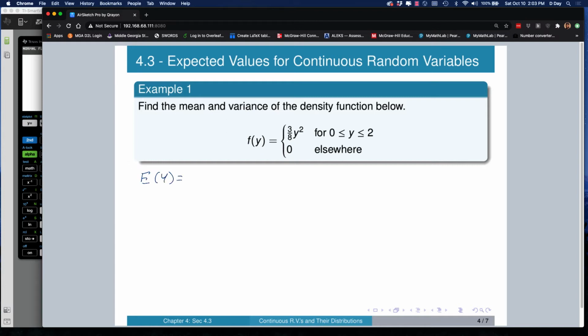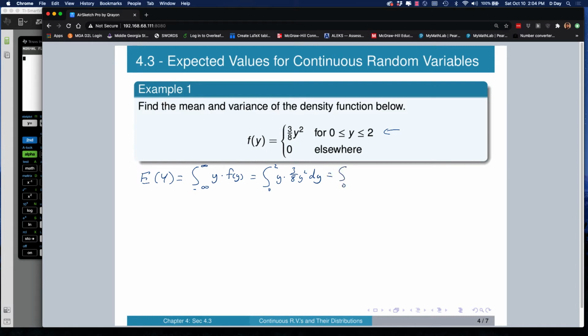Expected value of y. Remember, the formula on the previous page says it's the integral over the limits negative infinity to infinity of adding an extra y value in there times the PDF f of y. Now, since this only has a real function defined right here and it's 0 elsewhere, we only really care about the 3/8 y squared part from 0 to 2. So this becomes just the integral from 0 to 2. We don't have to actually go over the whole domain because it's 0 elsewhere. And that's going to be y times 3/8 y squared dy. So it's y times the little f of y.